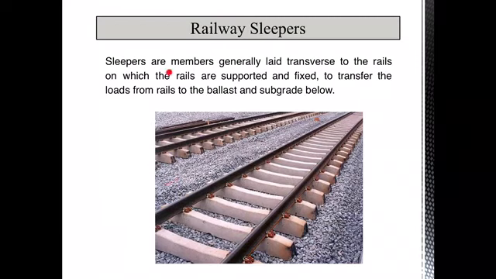Sleepers are members which are generally laid in the transverse direction to the rails, on which the rails are supported and fixed with the help of rail fastenings. The loads from the rails are transferred to the sleeper, and through the sleeper the loads are transferred onto the ballast and the subgrade below it. So these are the supporting members to the rails.